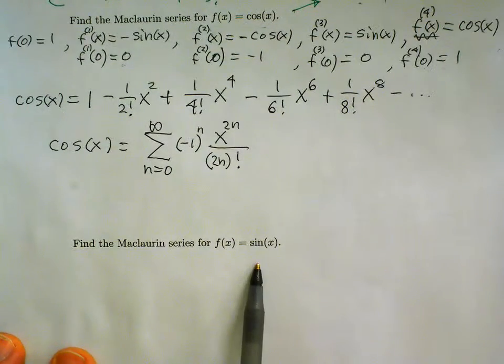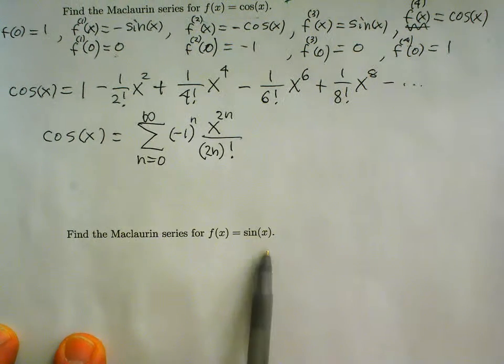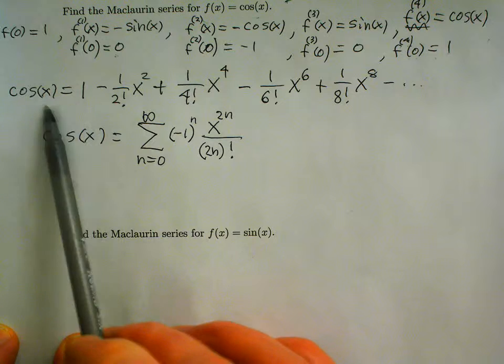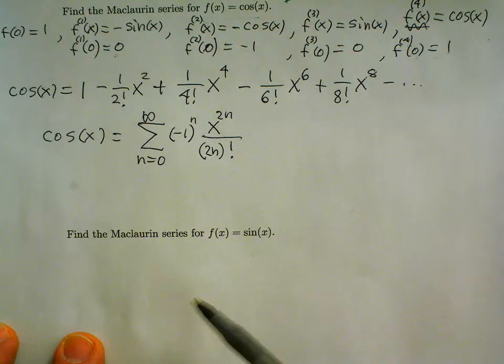Okay, there's an easy way to find the Maclaurin series for sine of x, and that's just to take the derivative of the series for cosine of x. But we're out of time for today. We'll start with this one tomorrow.